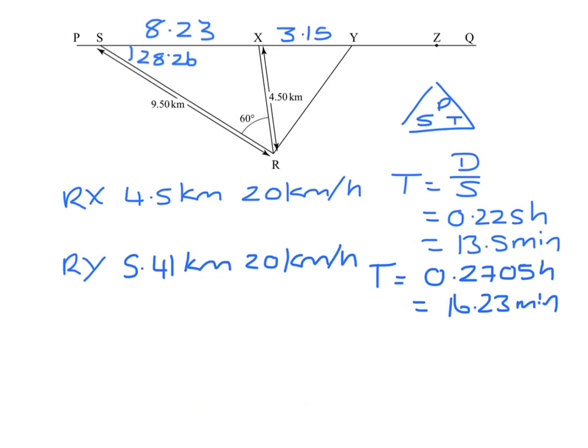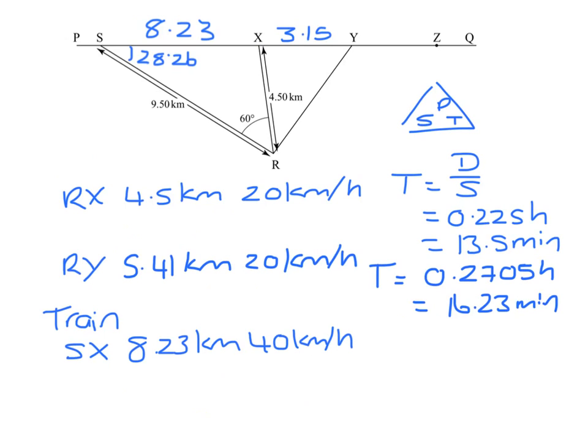Now, if we think about the train, from S to X, it's doing 8.23 kilometres at 40 kilometres per hour. So the time taken is 0.20575, 12.3 minutes. So Frank's not in time.